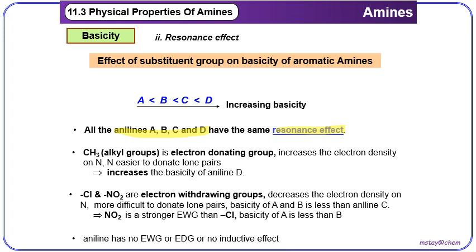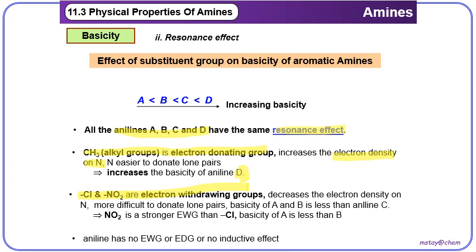So here they will mention that the alkyl group is the electron donating group, where again we can see electron density at the nitrogen atom. So that is why D, the methyl aniline, is the most basic. Then next they also let us know chlorine and nitro are electron withdrawing groups.